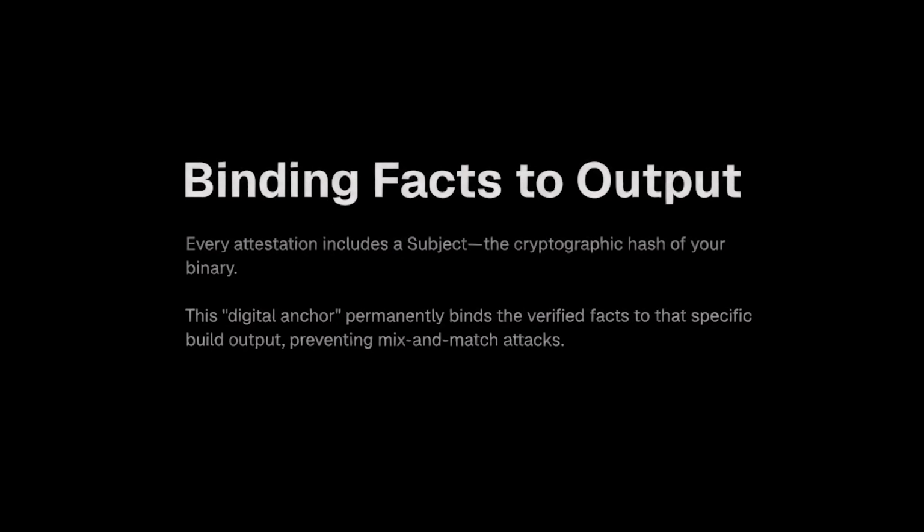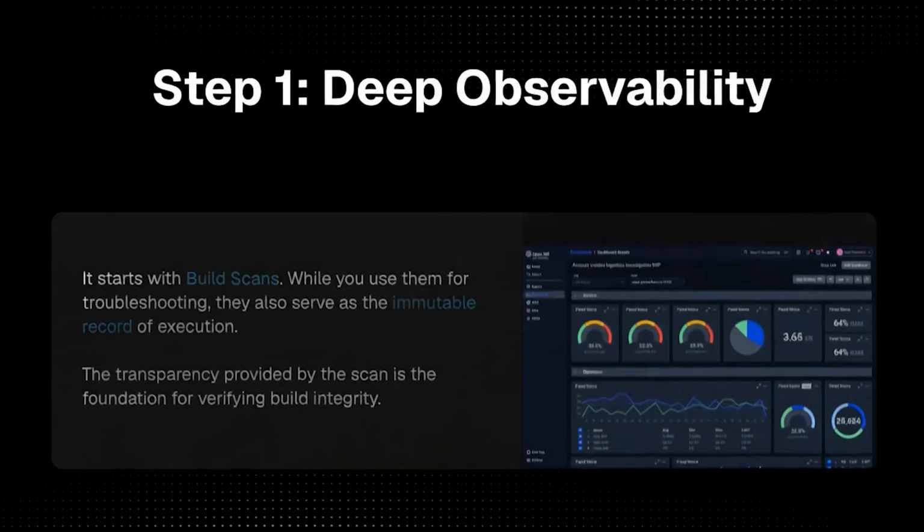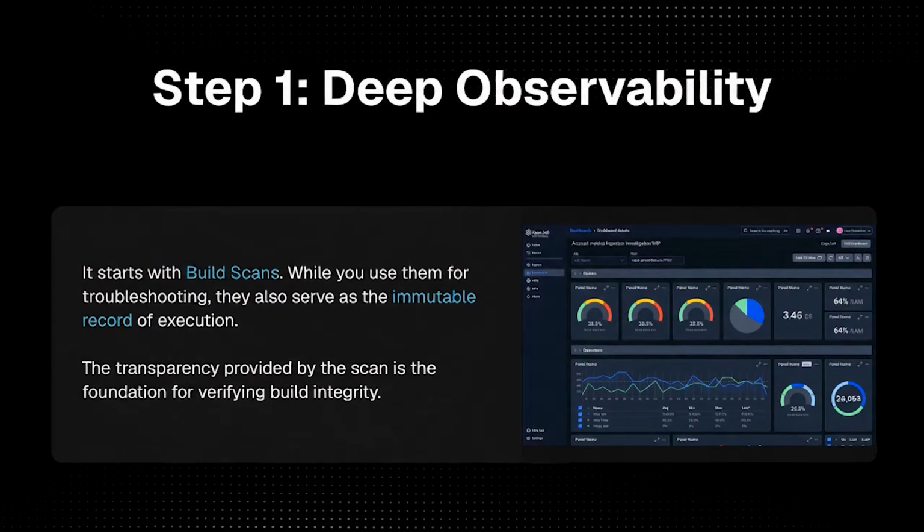So how does this actually work? It starts with Develocity build scans. You're likely already using these for observability, to see why a test failed or to troubleshoot a slow build. But in a security context, that deep observability is our superpower. The build scan acts as an immutable record of exactly what happened during the build execution, providing the transparent data layer you need to verify the build's integrity.